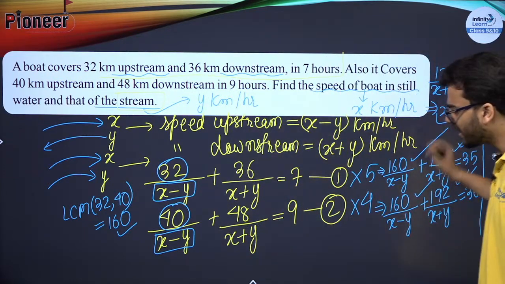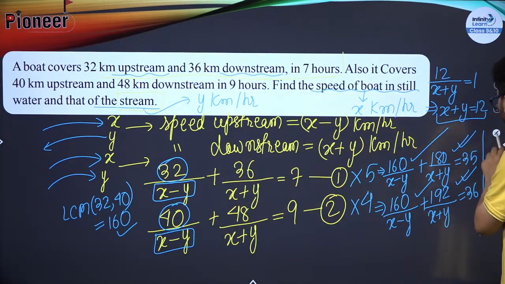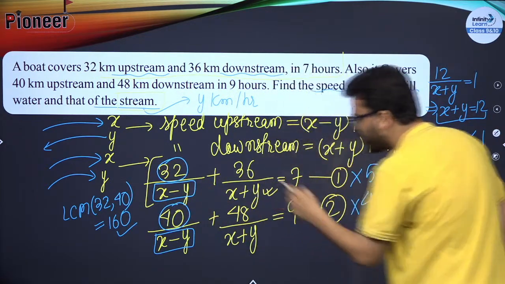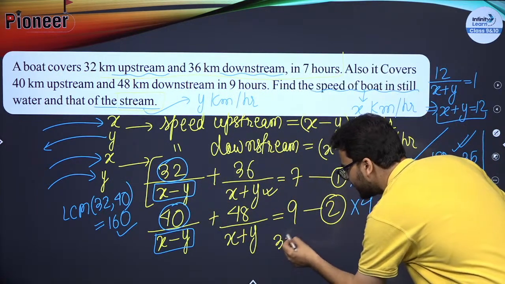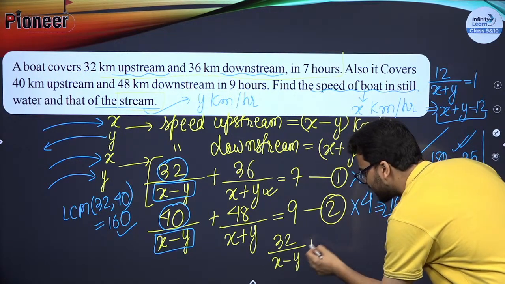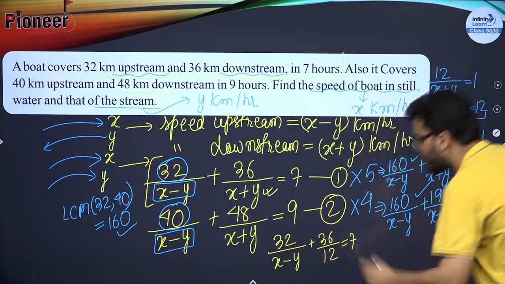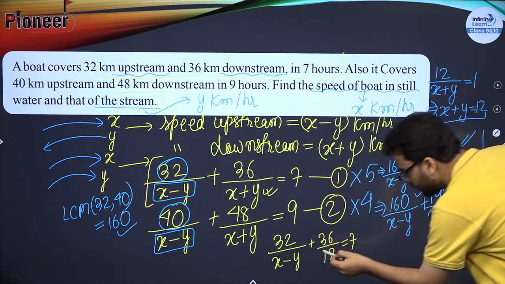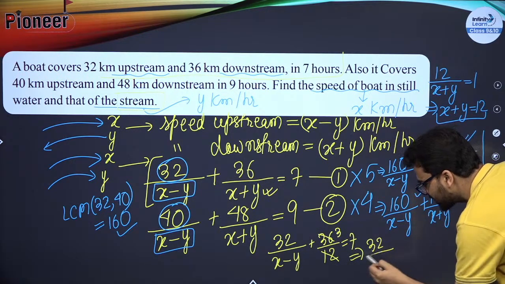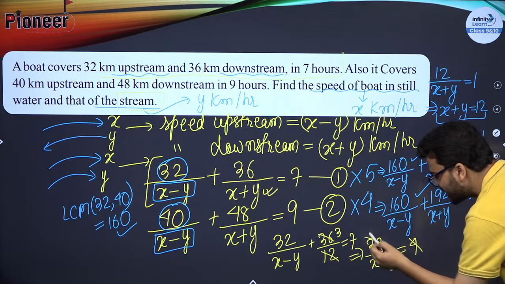So x plus y we are getting to be equal to 12. You can put in any out of these equations. Suppose I am putting in the first equation itself. I am putting x plus y, that is equal to 12 over here only. So what will I get? 32 divided by x minus y plus 36 upon 12, and that is equal to 7 over here, right? So over here what will I get? I will get 32 upon x minus y, that is equal to 4 over here. So 4 8s are 32.